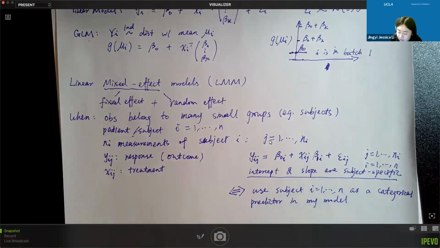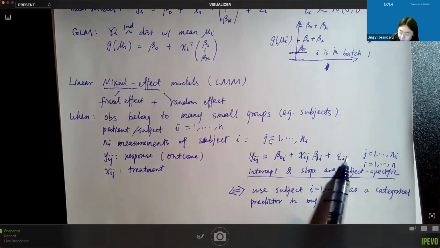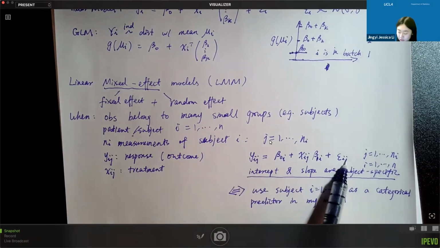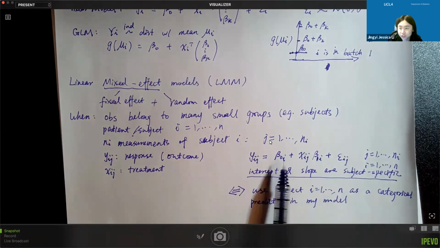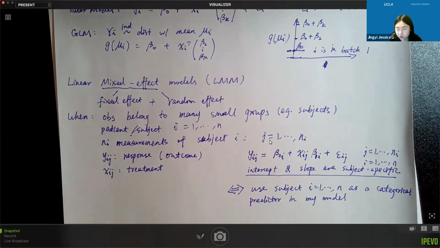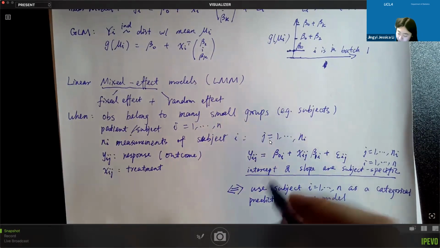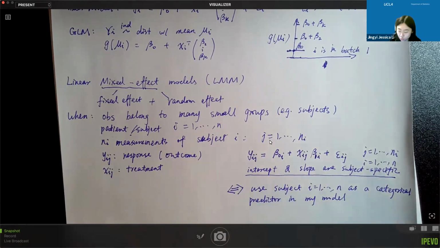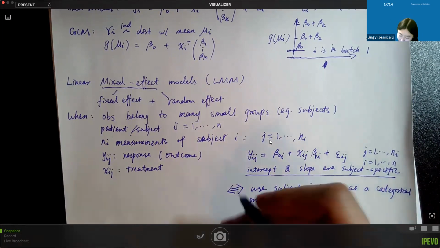So fitting N regressions, right? This means that I fit one regression per subject. And this is essentially equal to fitting one regression for all subjects, but I consider subject as a predictor itself, and subject has an interaction with the treatment. Okay, so what I mean is this.